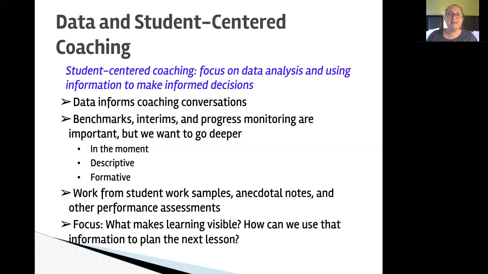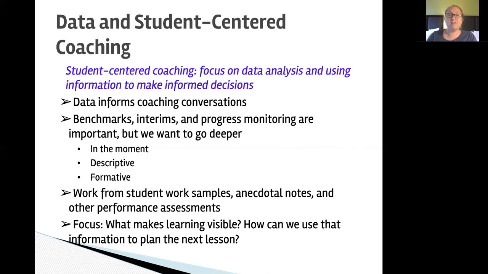And we want all of that data to be formative, like from formative assessments, as teachers should be doing in every lesson anyway. So we want to work from things like student work samples or anecdotal notes, whether they're yours or the teacher's, or any other kind of performance assessment. So not necessarily a formal benchmark or progress monitoring assessment, but any kind of formative performance assessment, because those we know are the most authentic anyway.